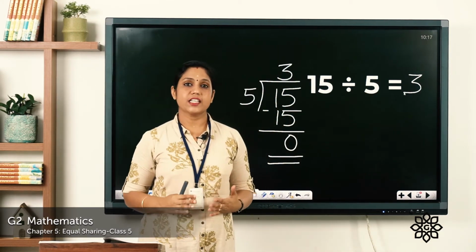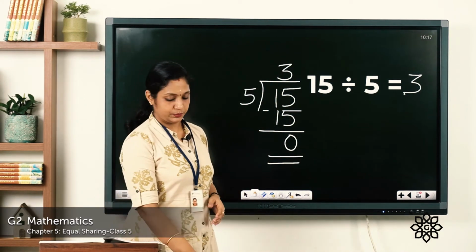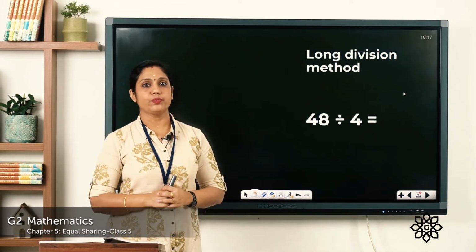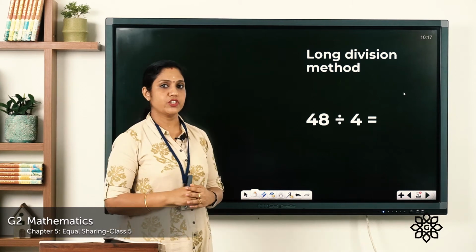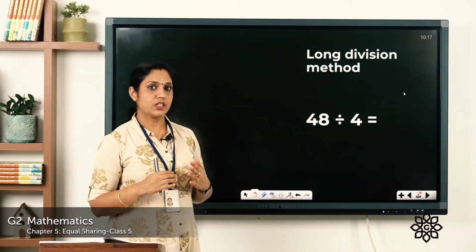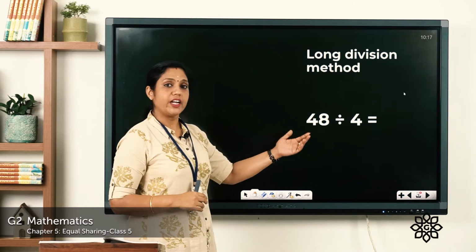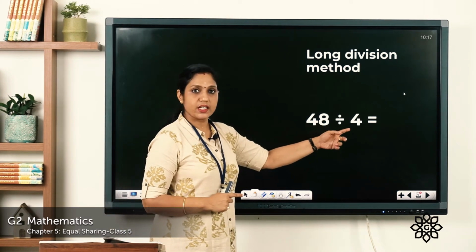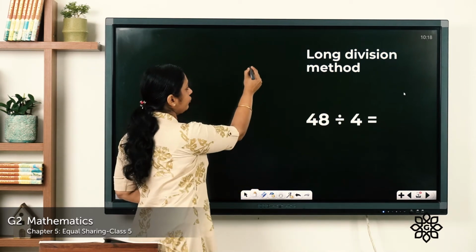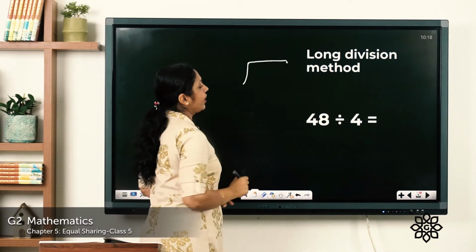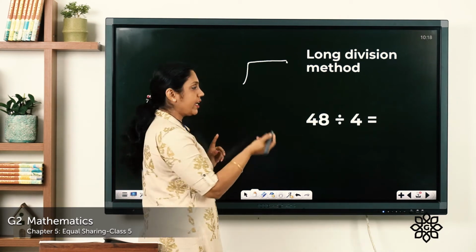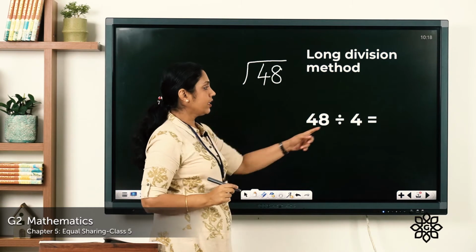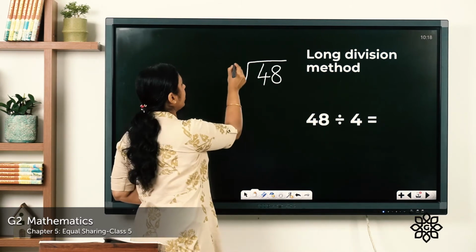So now let's learn long division method. Here we have 48 divided by 4. The same steps that we followed for short division method, but there is some difference. So let's see. 48 divided by 4. So which is the dividend here? It's 48 and divisor is 4. So first let's draw the line and write the dividend inside the line. That is 48 here and then the divisor outside.